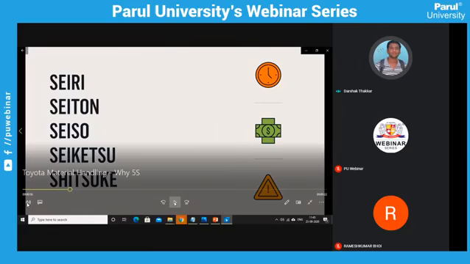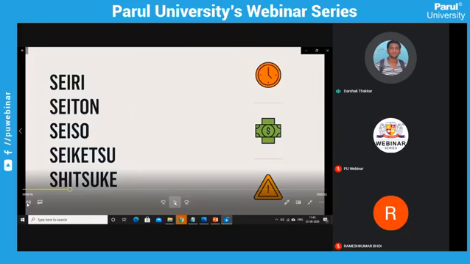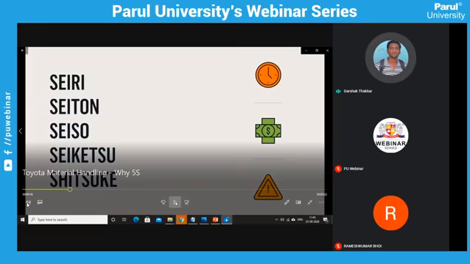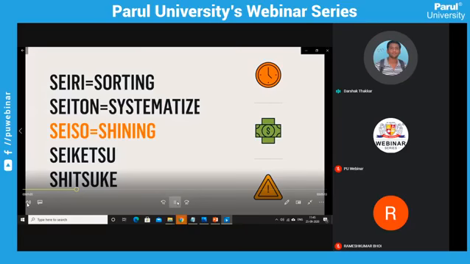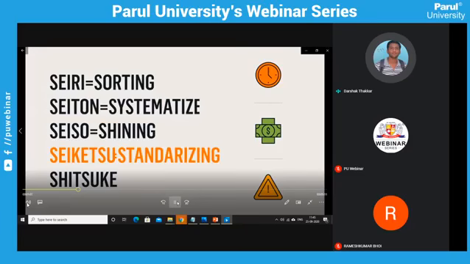So basically the 5S is the workplace organization methodology, right? There are 5 Japanese words which are used in this 5S: seiri, seiton, seiso, seiketsu, and shitsuke. Right. So now we can see what this means in the video. Seiri, or sorting. Seiton, or systematize. Seiso, or shining. Seiketsu, or standardizing. And shitsuke, or sustaining.